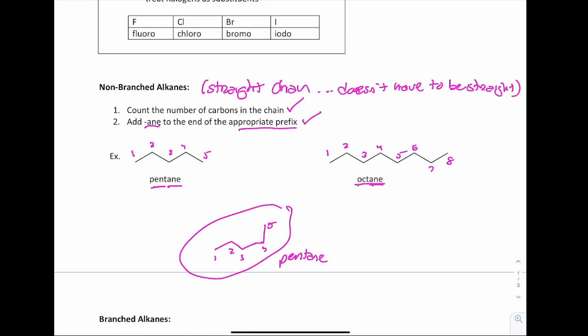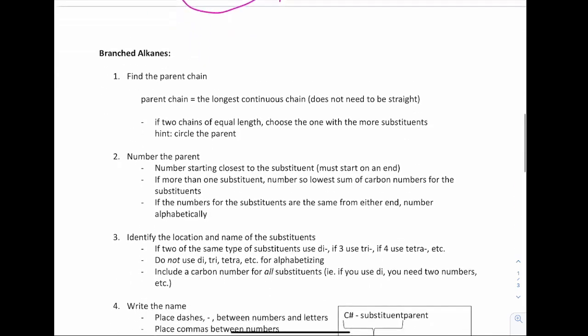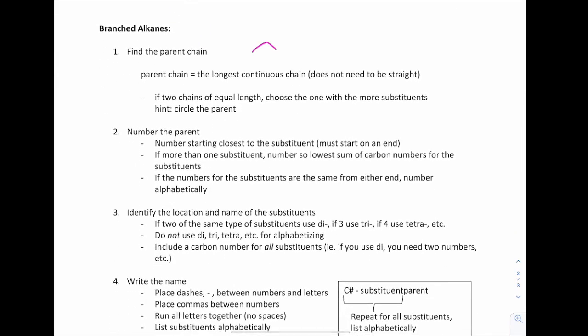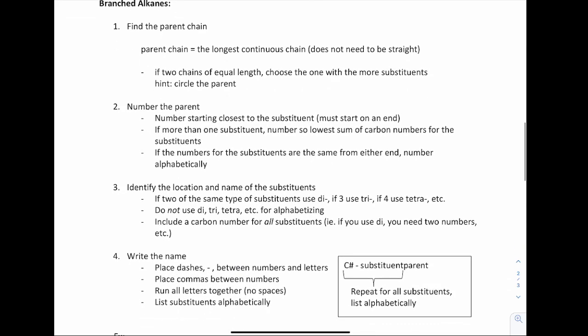Where it gets a little more complicated is if I have branches. So that one where I had 4 carbons and I put the branch on it. So we're going to go through these rules. I'm going to go back out to my regular blank page so I can do examples, but I will be flipping back and forth to these rules, because they're written here, I'm not going to rewrite them.